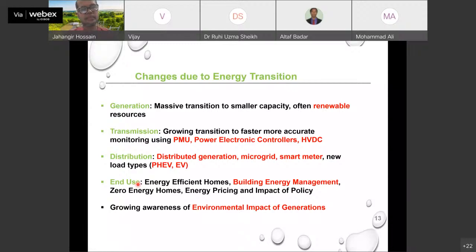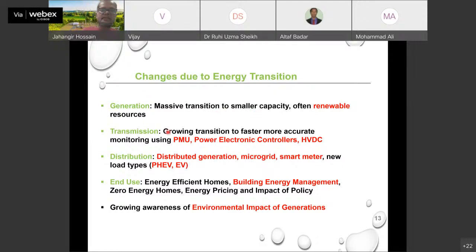If you think about generation, as I mentioned, in the current power grid most of the generation is coming from centralized, large-scale fossil fuel generation. But in recent years, this fossil fuel generation is being replaced by small-capacity renewable energy sources. So there are massive changes happening on the generation side.